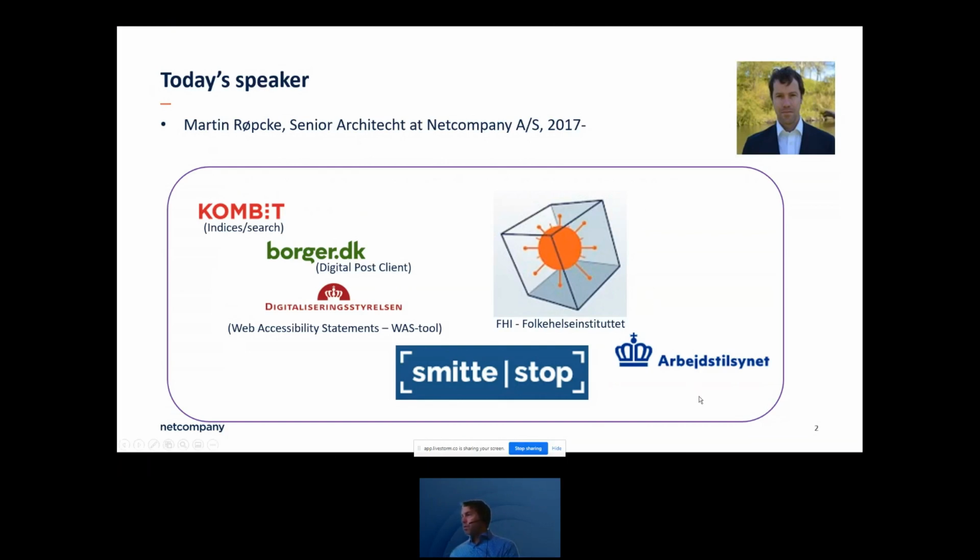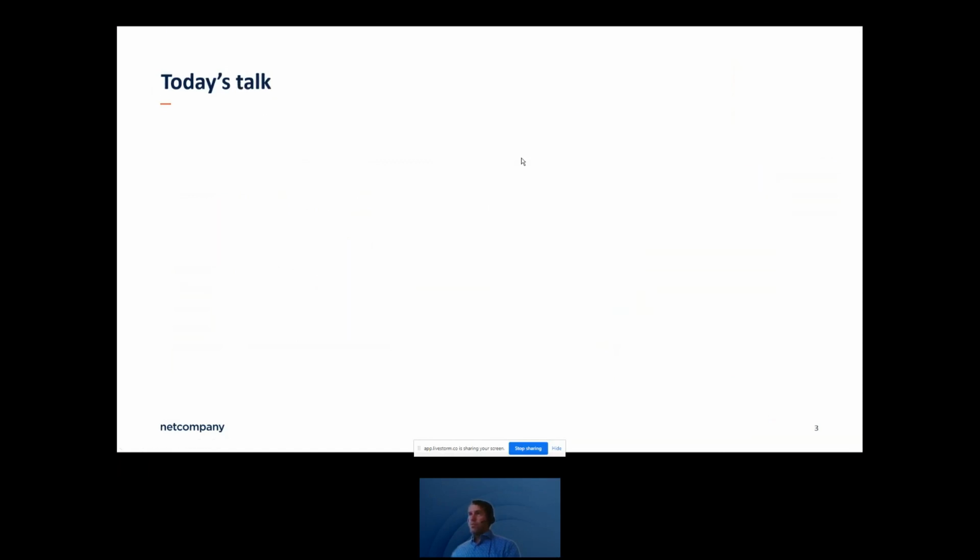Now I work with Authorization, and most recently I have been working on the two GAEN tracking apps in Denmark and Norway, the Danish Smittestopp and the Norwegian Smittestopp. So let me introduce you to what we're going to talk about today.